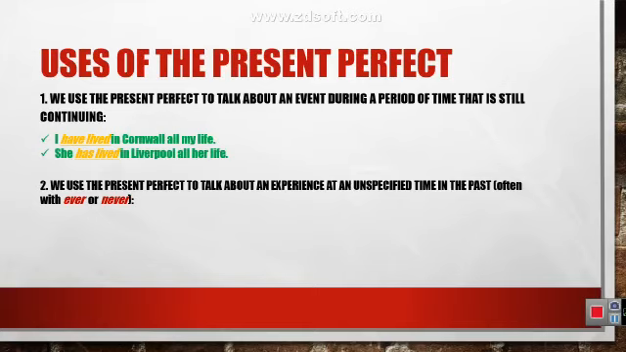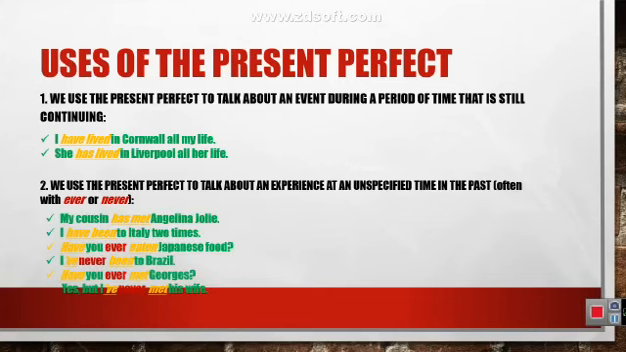The second use of the present perfect. We use the present perfect to talk about an experience at an unspecified time in the past. It means we don't say when it happened exactly. And we often use this with ever or never. For example, my cousin has met Angelina Jolie. I have been to Italy 2 times. These two sentences talk about two experiences in the past, but we don't know when they happened exactly.